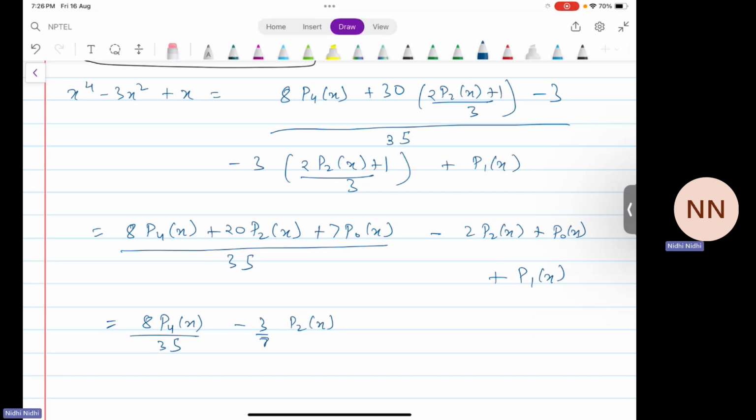We have 4 by 7 minus 2, which would be minus 10 by 7. So it's minus 10 by 7 p2x plus p1x, and the rest of the term is minus 4 by 5 p naught x.